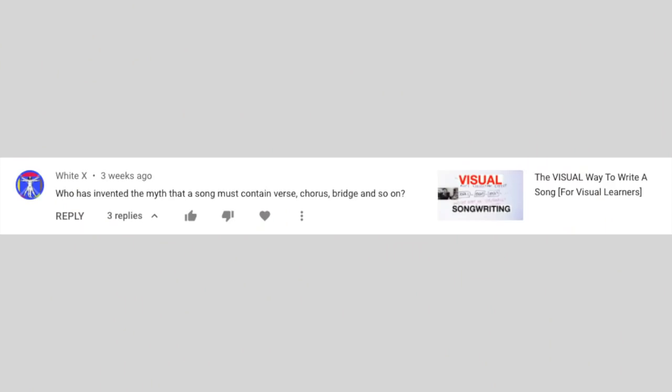Who has invented the myth that a song must contain verse, chorus, bridge, and so on? Well, that's not really a myth. It is one of the possible forms of a song. Most of the songs, especially pop songs written today, have this kind of form: intro, verse, chorus, bridge, chorus 2 or 3 times, maybe an outro. It's not the only possible form of a song. Songs can have other forms.